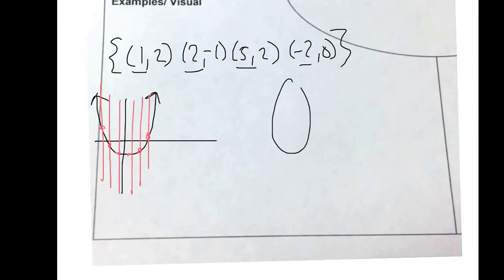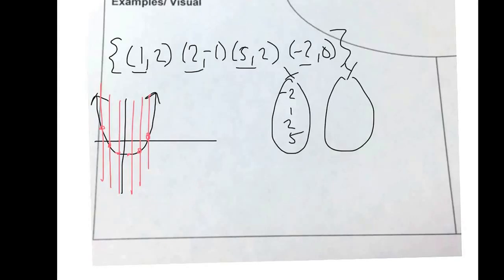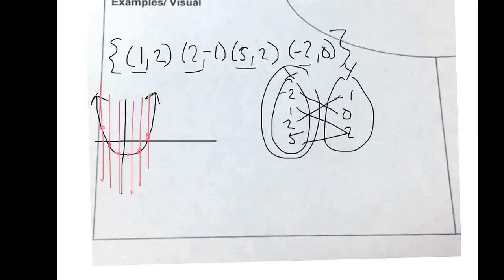We could have a mapping to look at. Remember, these are the x's, these are the y's in a mapping. -2, 1, 2, 5, and -1, 0, 2. -2 goes with 0, 1 goes with 2, 2 goes with -1, and 5 goes with 2. This is a function because none of my x's go with two different y's. See how they all have one line leaving them? So that means they all only go with one y.